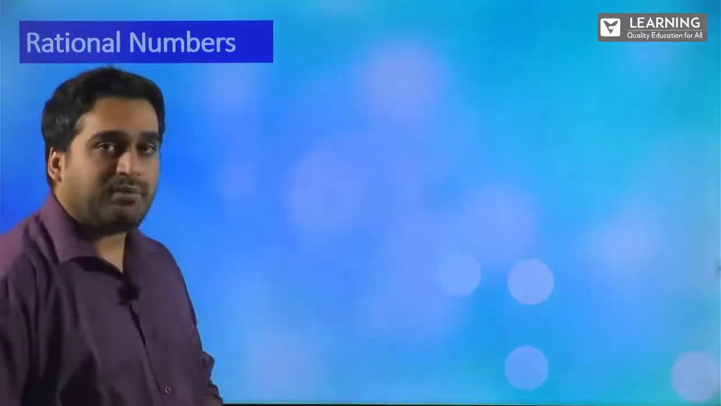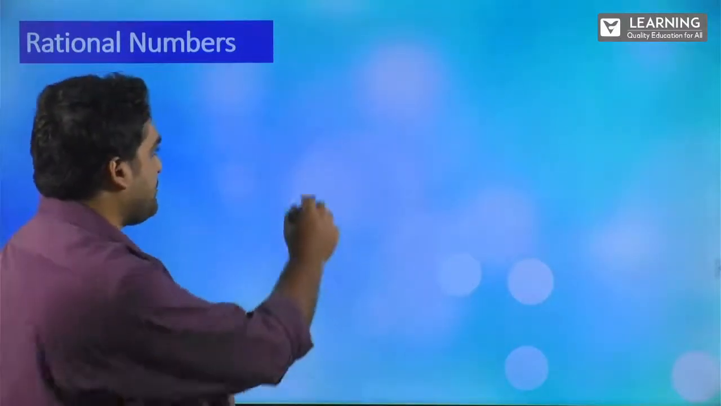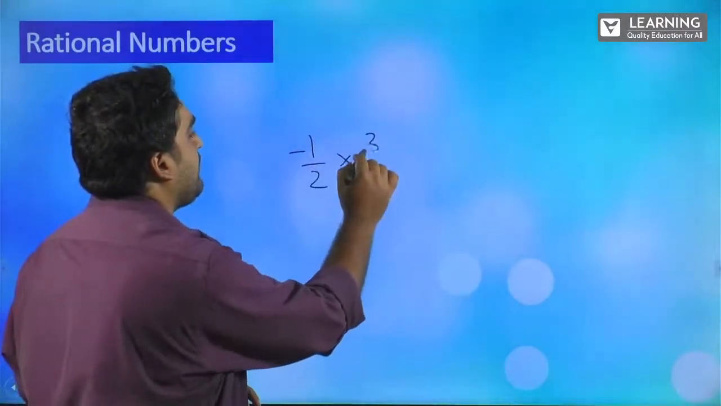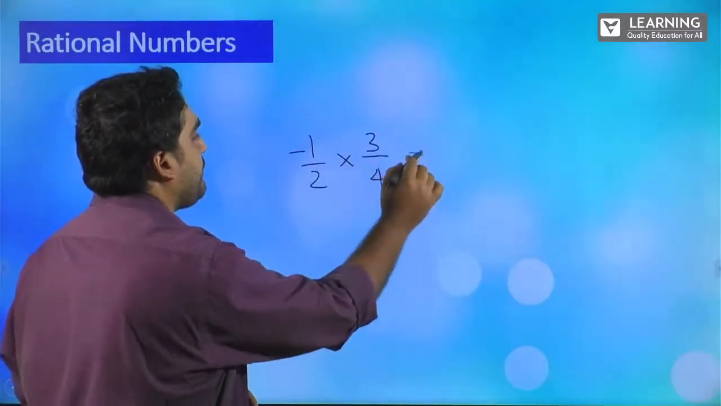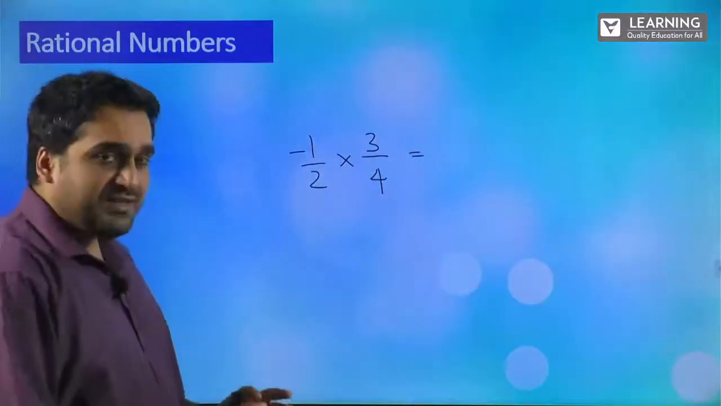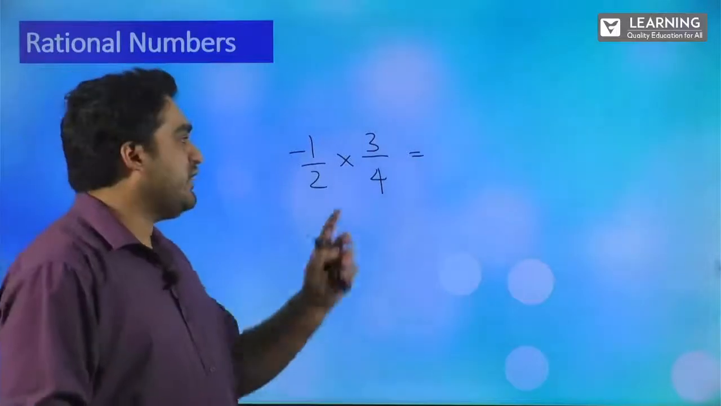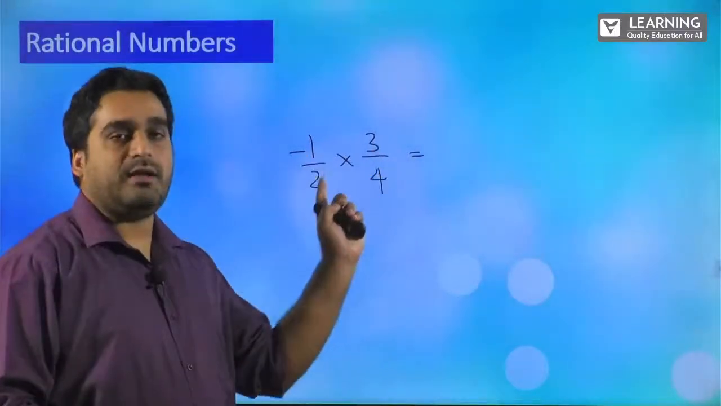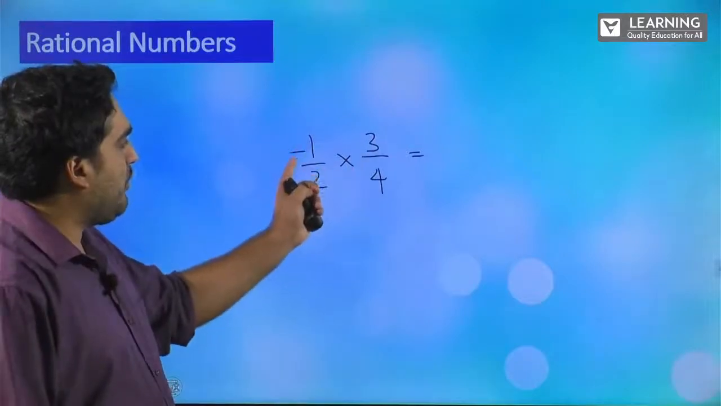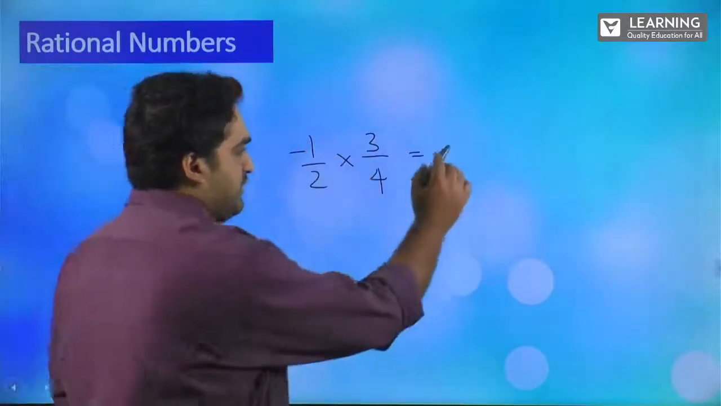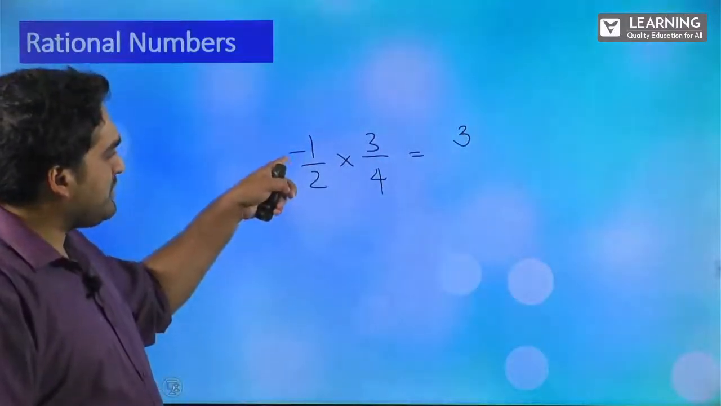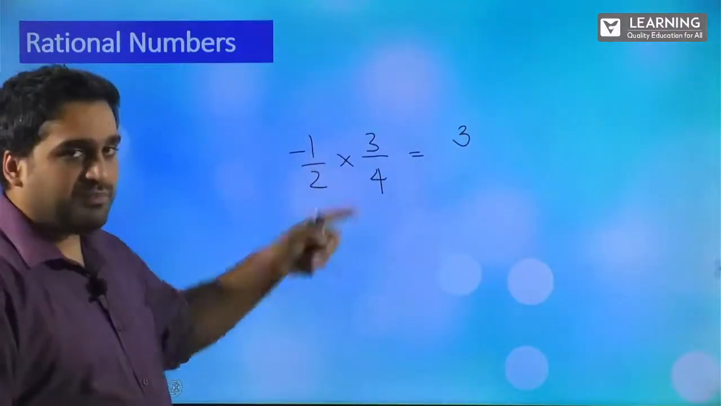How do you multiply two rational numbers? Let's take the case of minus 1 by 2 times 3 by 4. Multiplication is a very easy trick. All you need to do is multiply the numerators and multiply the denominators. Multiply the numerators: 1 times 3 is 3. But the sign, as you notice, on one side it is minus, the other side it is plus.